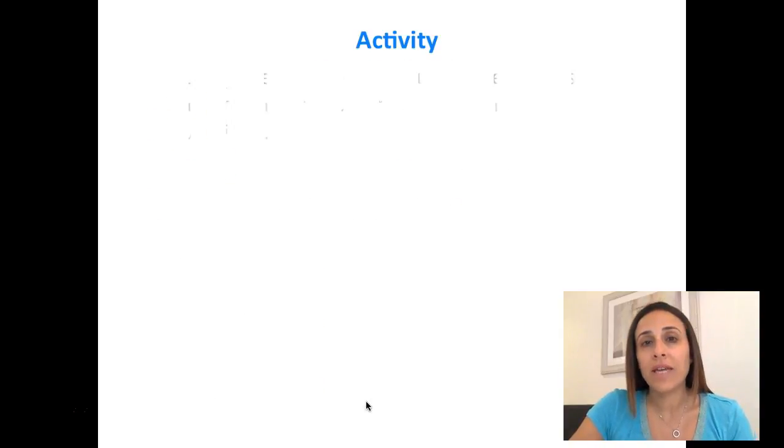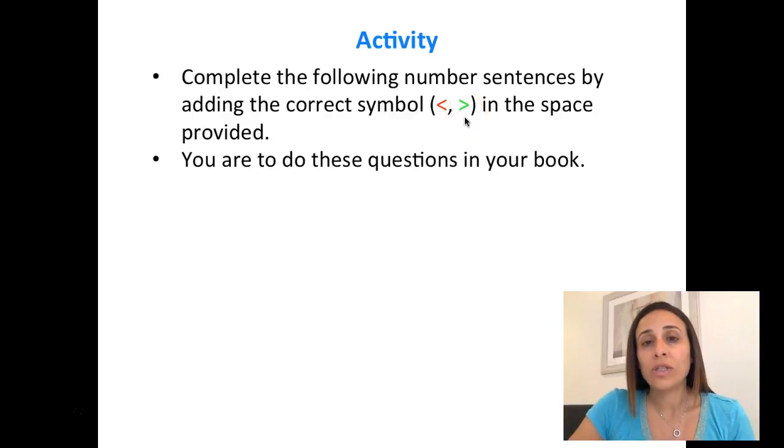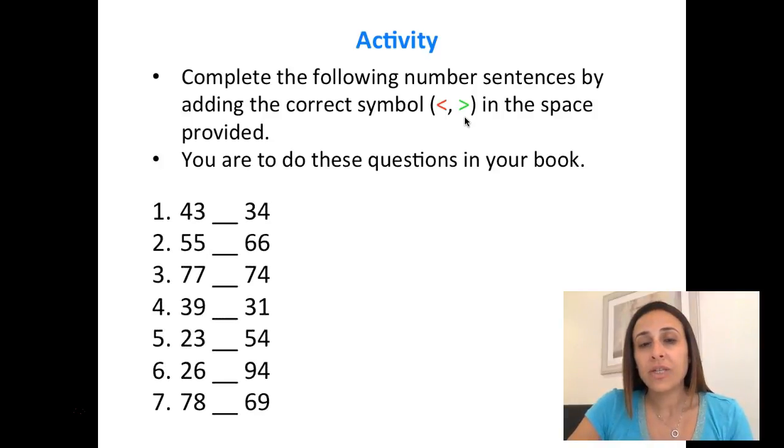So your activity is, you need to complete the following number sentences by adding the correct symbol, less than or greater than, in the space provided. You are to do these questions in your red book. At this stage, you might want to pause the video so you can complete these questions. Once you've completed them, unpause to continue watching the rest of the video.